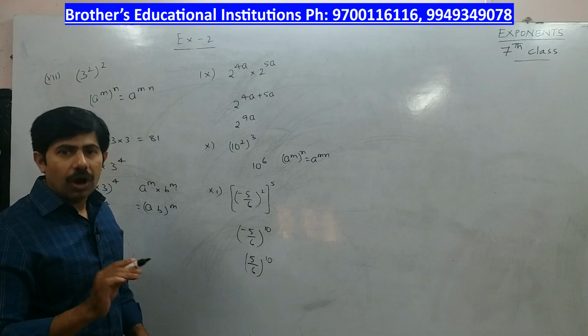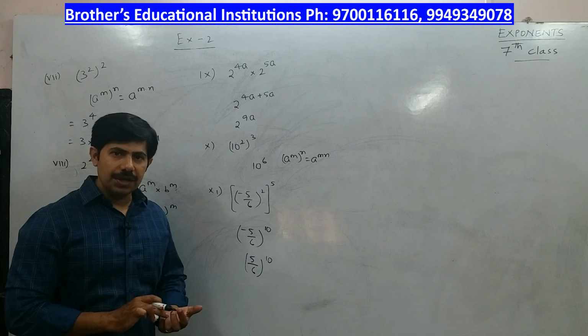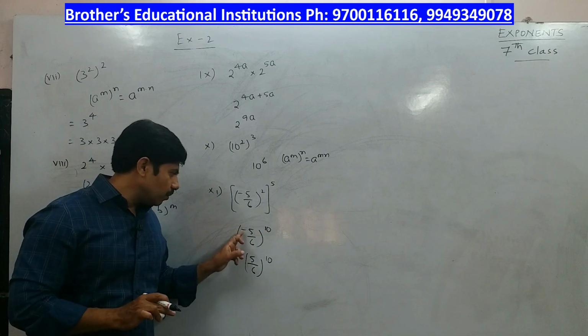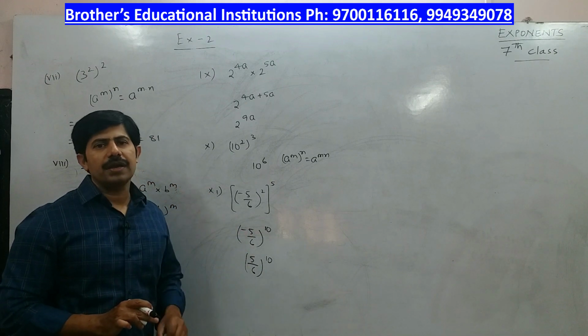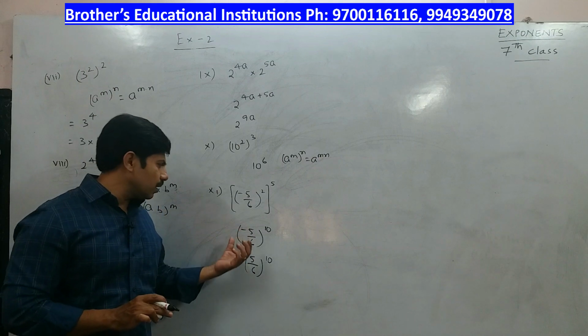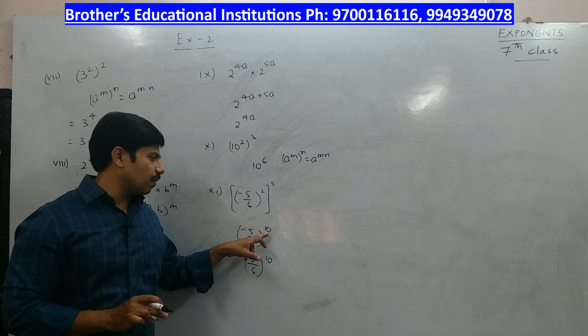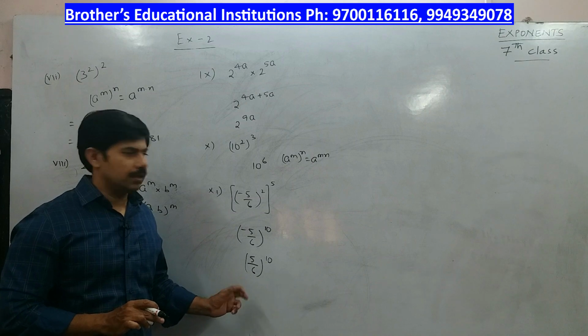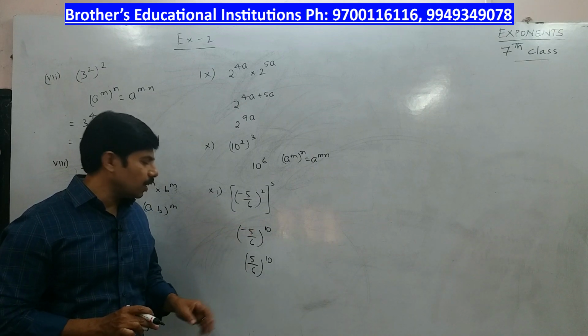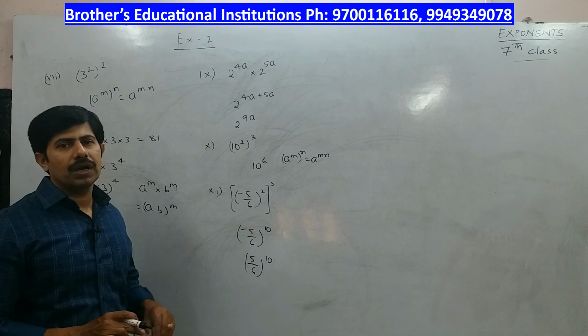If the power is an odd number, if the powers are 1, 3, 5, 7, and you get a minus sign, write that minus sign as it is. But whenever you get a minus sign and the power is even, you can remove the minus sign. So what is minus 5 by 6 whole power 10? It is 5 by 6 whole power 10.